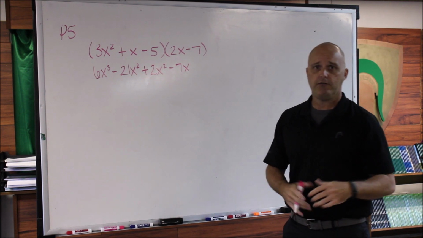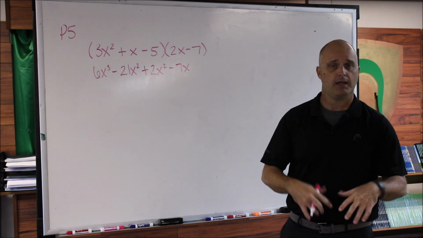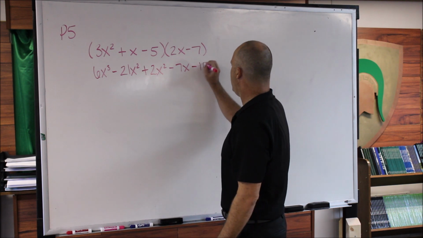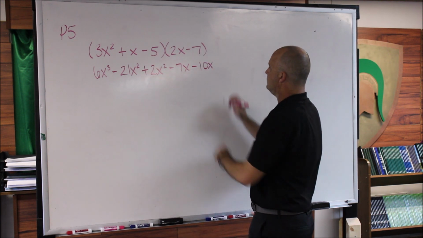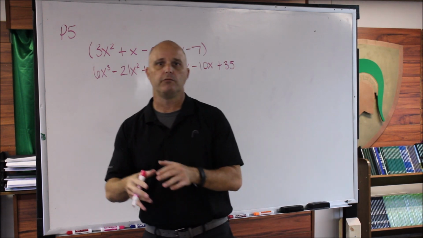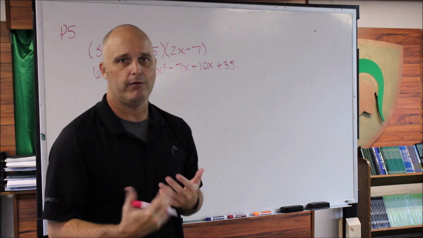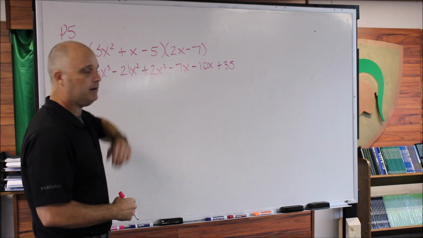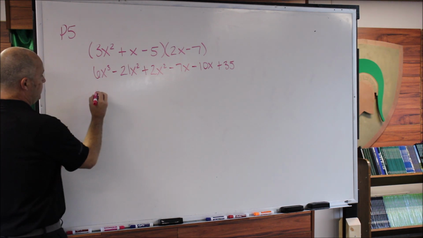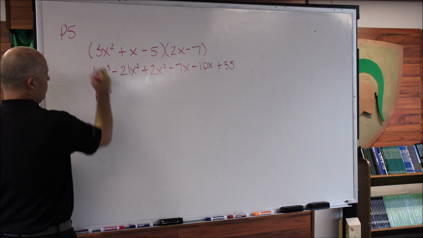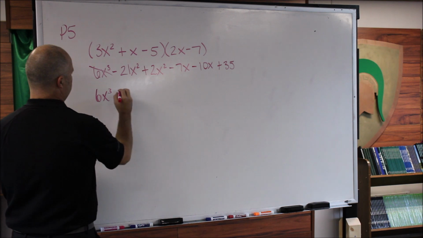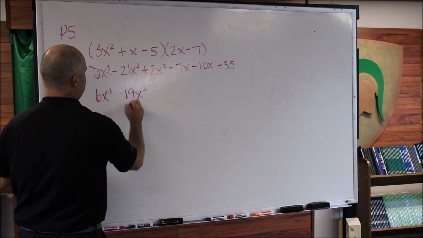So now we've done the first term and we've done the second term. Just go ahead and finish it out with the third term. Negative 5 times 2x is negative 10x, and negative 5 times negative 7 is positive 35. So at this point, we've run all of our terms through against all of the other terms. Now we've just got to combine any like terms that we've got in this expanded expression. So 6x cubed, there's nothing that we can combine that with, so we're going to cross that off. Then we've got negative 21x squared plus 2x squared. So that's going to give us negative 19x squared.